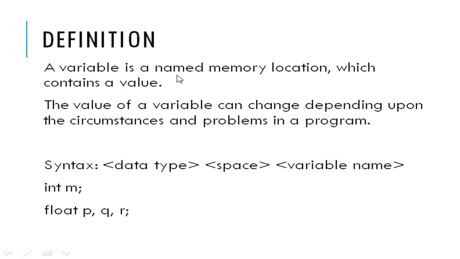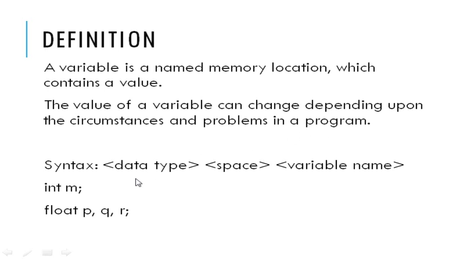So this variable you call it as a named memory location where you can store the value in the memory, and it will be given a name for the memory location. You call it as variable. Okay, the value of the variable can change depending upon the circumstances and problems in a program. Suppose you are going to change the value of a variable, it is allowed. Because of that you call this as variable, so it varies.